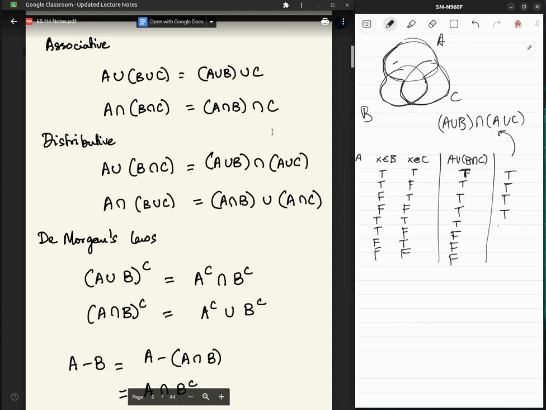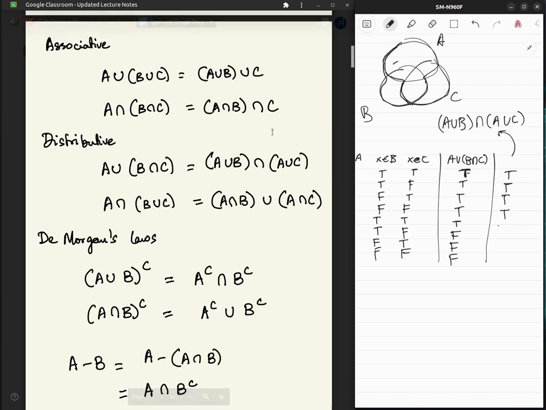you basically get, how do I call it? A false. So this would be true because over here it belongs to both B and C. And over here there's at least one set which it does not belong to. So it's just false, false, false. And this makes perfect sense, right? And now, at least now, it makes perfect sense. And similarly, A intersection B union C is equal to A intersection B union A intersection C.